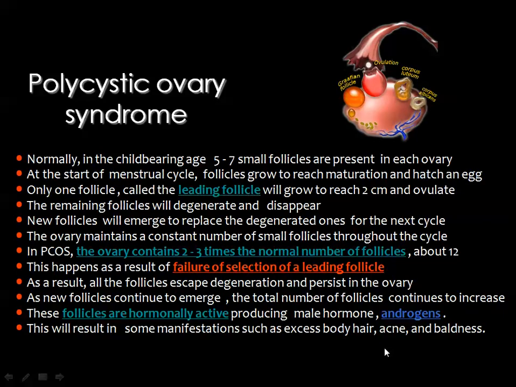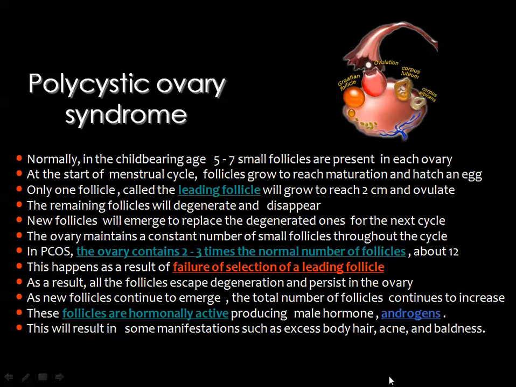Then what is the story of polycystic ovary? Normally, in the childbearing period, there are 5 to 7 small follicles in each ovary. And at the start of the menstrual cycle, the follicles grow to reach maturation and hatch an egg. One follicle, which is known as the leading follicle, will grow to reach about 2 centimeters and ovulate. Then the remaining follicles will degenerate and new follicles will appear. And in normal conditions, the ovary maintains a constant number of small follicles throughout the menstrual cycle.